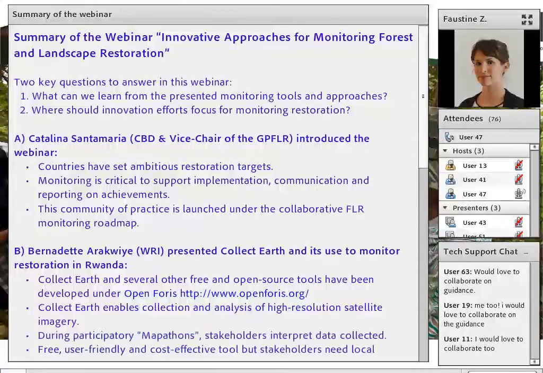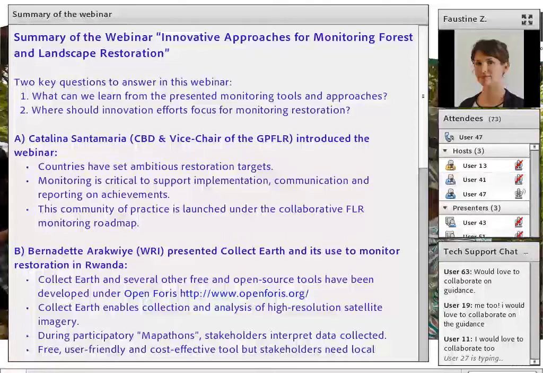Then Bernadette Arakwiye presented us how WRI and the government of Rwanda used Collect Earth to monitor restoration. So Collect Earth is a tool that was developed under the Open Forest Initiative, and as Bernadette explained, it can facilitate collection and analysis of high-resolution satellite imagery. Through participatory mapathons, stakeholders select indicators and interpret the data they collect. Collect Earth facilitates this process and has proven particularly successful in landscapes with sparse tree cover.